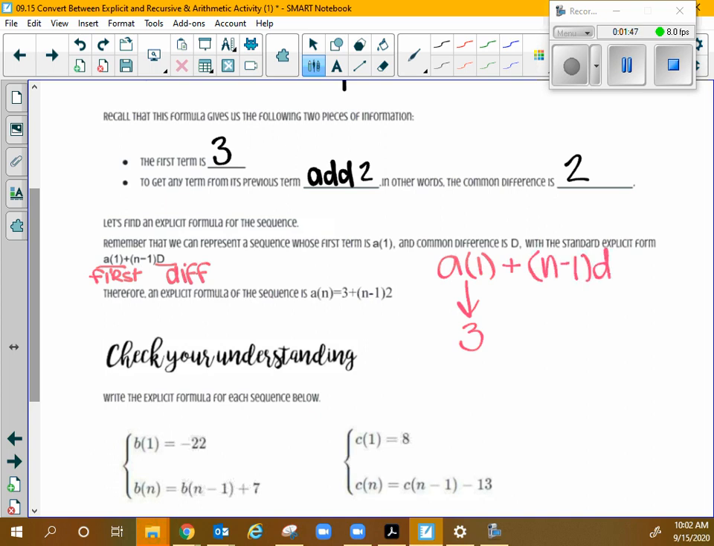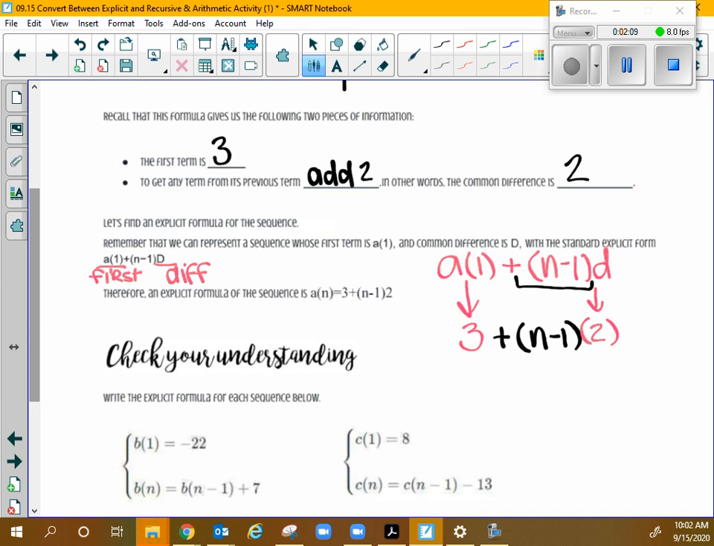This is just the formula, right? So then remember, this section doesn't change, so plus n minus 1. What am I going to write as d? 2. So that would be converting from recursive to explicit.